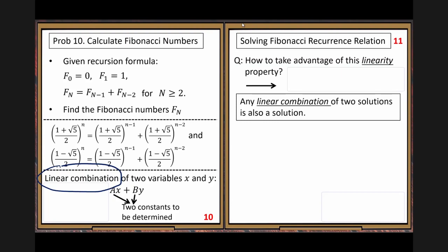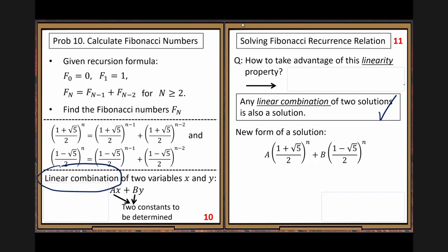Can you see that? Any linear combination of two solutions is also a solution. Can you see this? This observation is critical. You need to see this observation, this property. Any linear combination of two solutions is also a solution. Why? Because our recurrence equation is a linear recurrence equation. So let's see why it is correct.